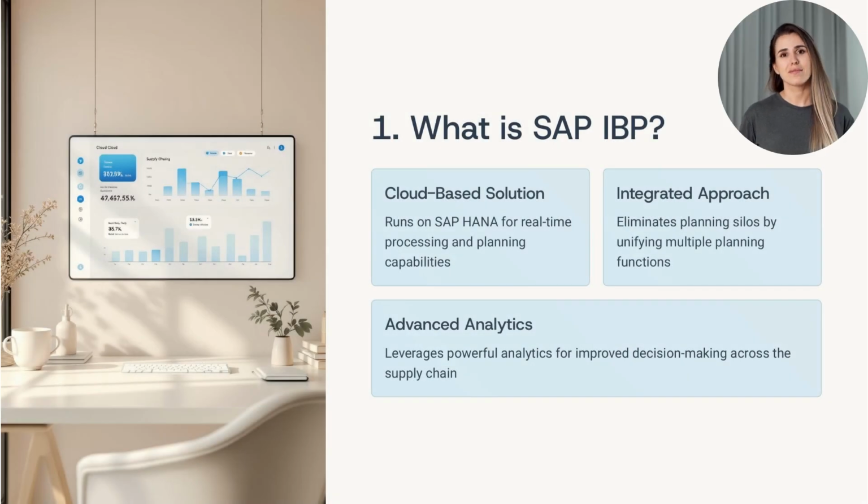1. What is SAP IBP and how is it different from traditional planning tools? SAP IBP is a cloud-based solution from SAP that supports real-time, integrated supply chain planning. Unlike traditional tools that often operate in silos, IBP combines various planning capabilities like demand, inventory, supply, and S&OP on a unified platform, using real-time data and powerful analytics via SAP HANA.